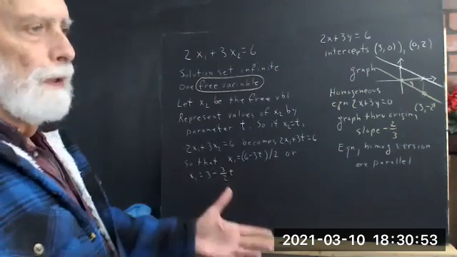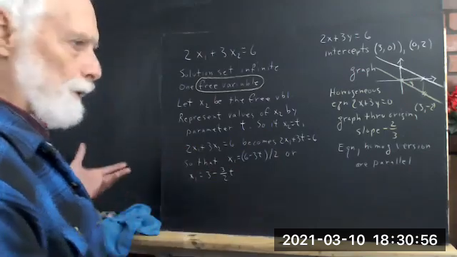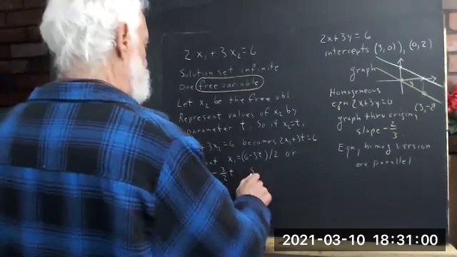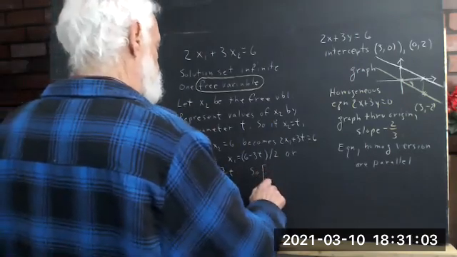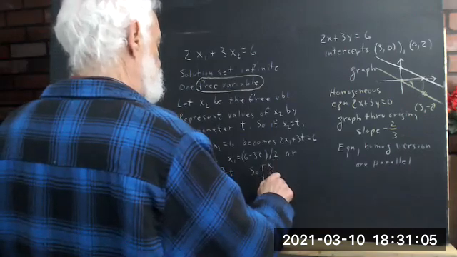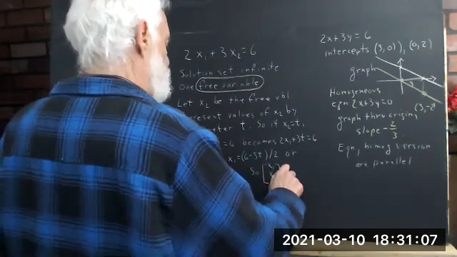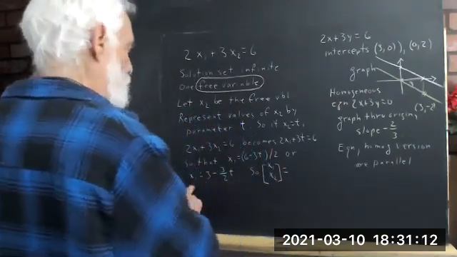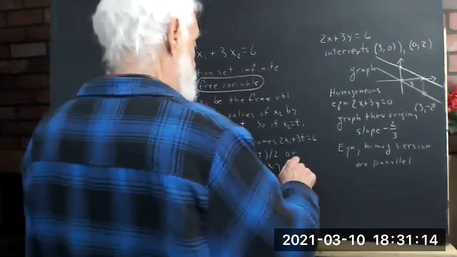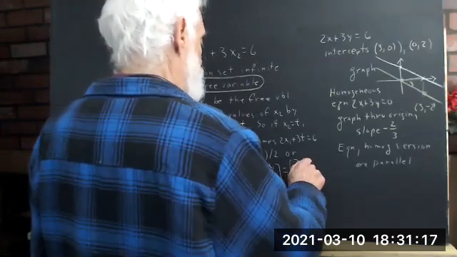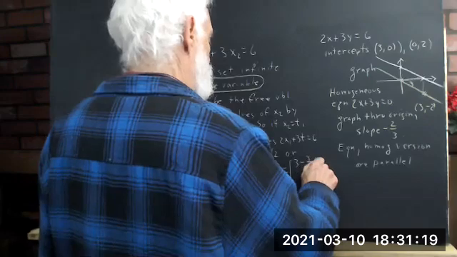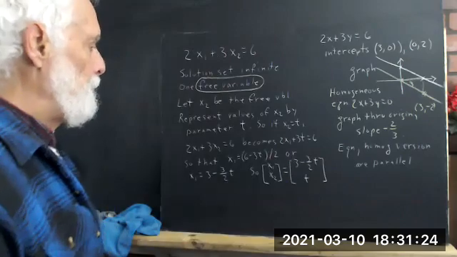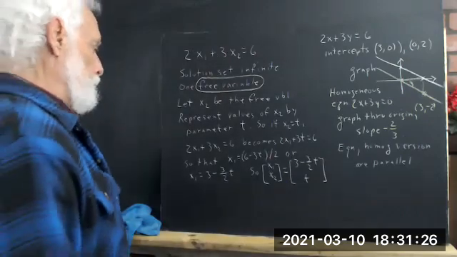Okay, now we express the solution in linear algebra. We want to express it as a vector. So x1, x2 equals 3 minus 3/2 t, that's what x1 is. And x2 is t. Well, that's pretty good.